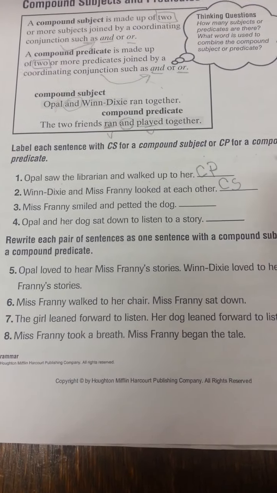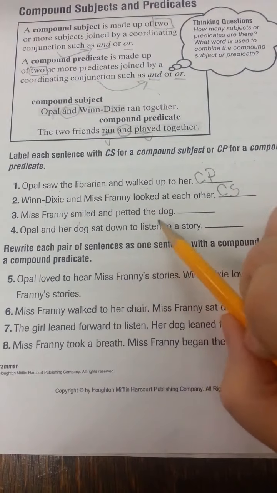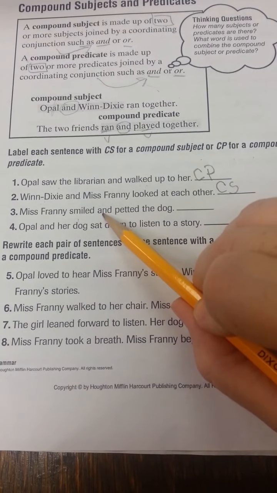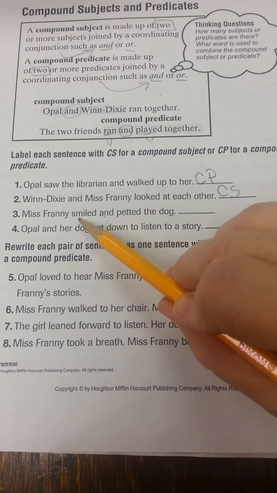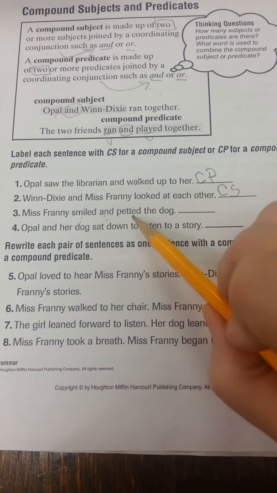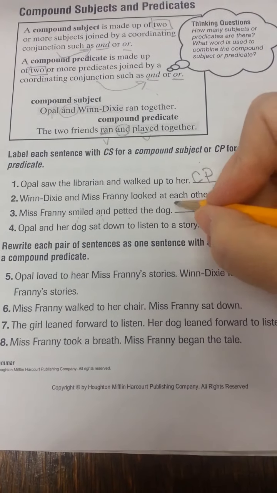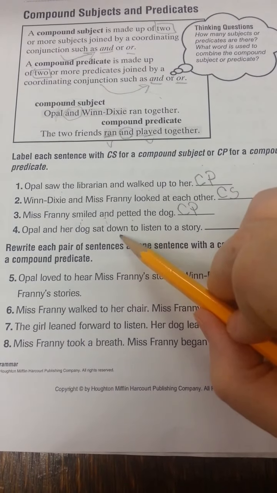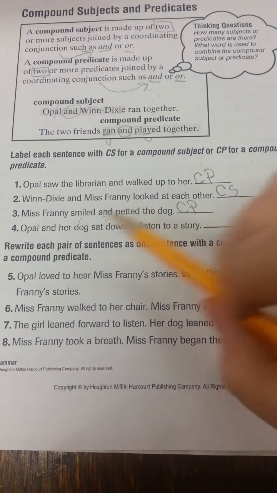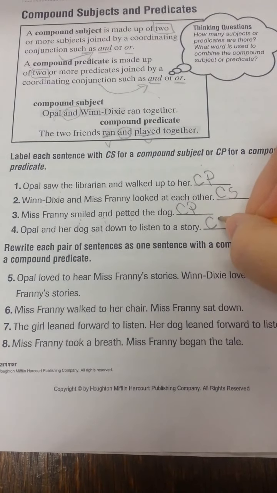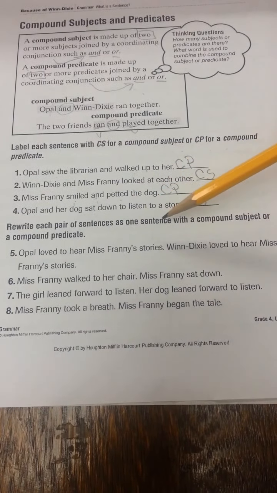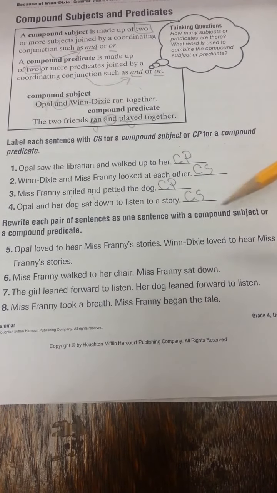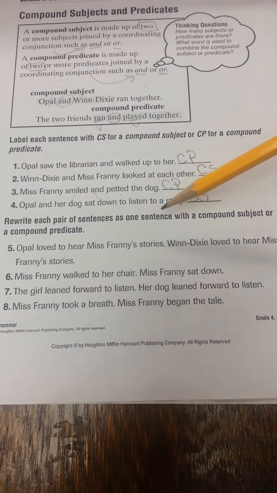Okay? Miss Franny smiled and petted the dog. There's and. So, smiled, that's a verb. Petted, that's a verb. Compound predicate. Opal and her dog sat down to listen to a story. Opal and her dog. Compound subject. Okay. Rewrite each pair of sentences as one sentence with a compound subject or compound predicate.